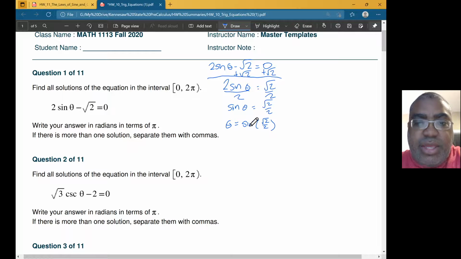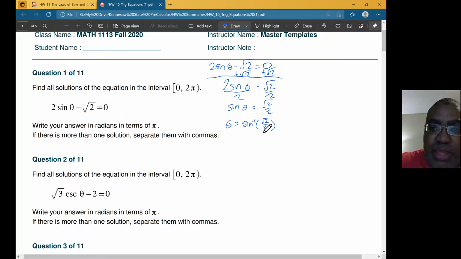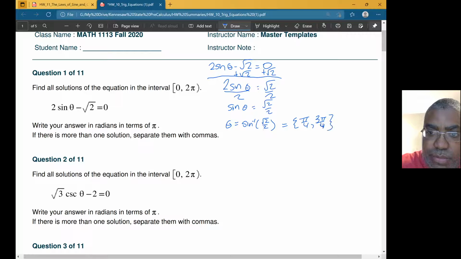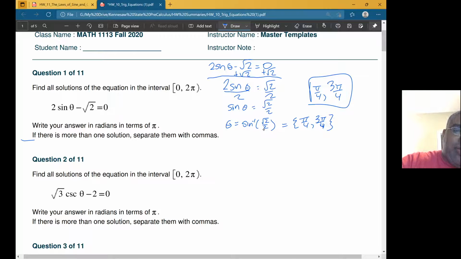Okay, so where is theta? Where is sine of theta equal to root 2 over 2? Well, we already know that that is from 0 to 2 pi. So the answer is pi over 4 and 3 pi over 4. And that's theta. Or maybe I don't have to do the set brackets. So pi over 4, 3 pi over 4. Let us continue.